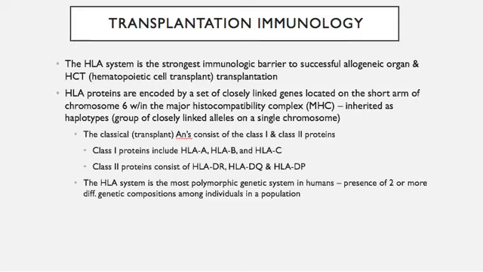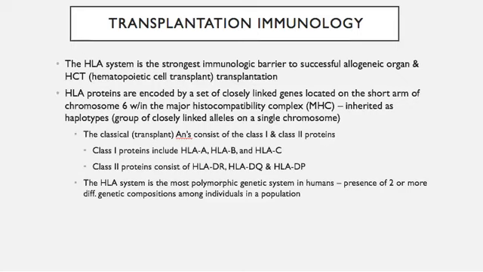The classical or transplant antigens consist of class 1 and class 2 proteins. Class 1 proteins in the HLA system include HLA A, B, and C. And then the class 2 proteins include HLA-DR, HLA-DQ, and HLA-DP.